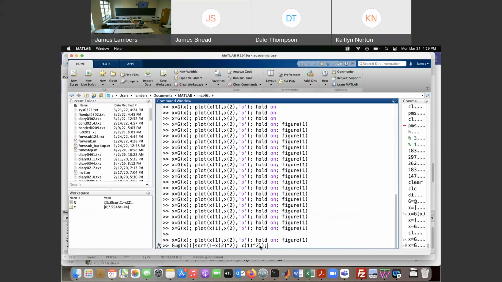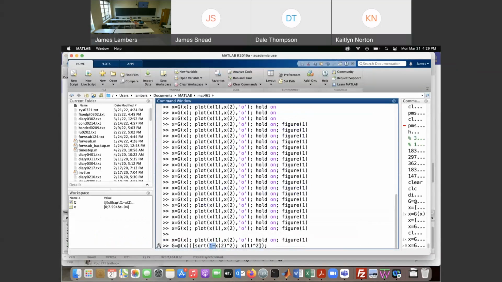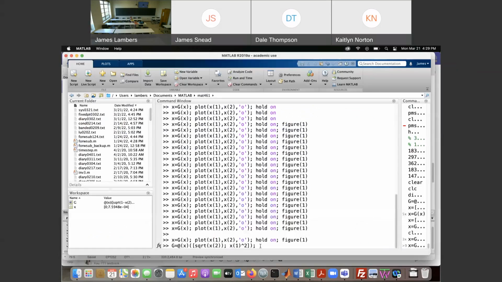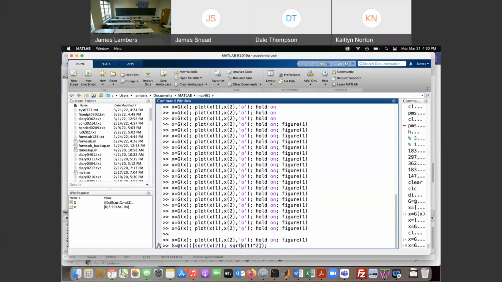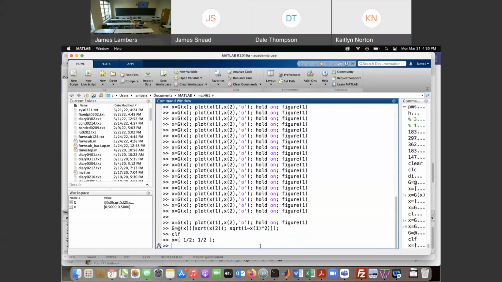So now I'll have x1 as the square root of x2, and x2 is the square root of 1 minus x1 squared. All right, there's our initial guess. So now I'll do this again, and let's see what happens.